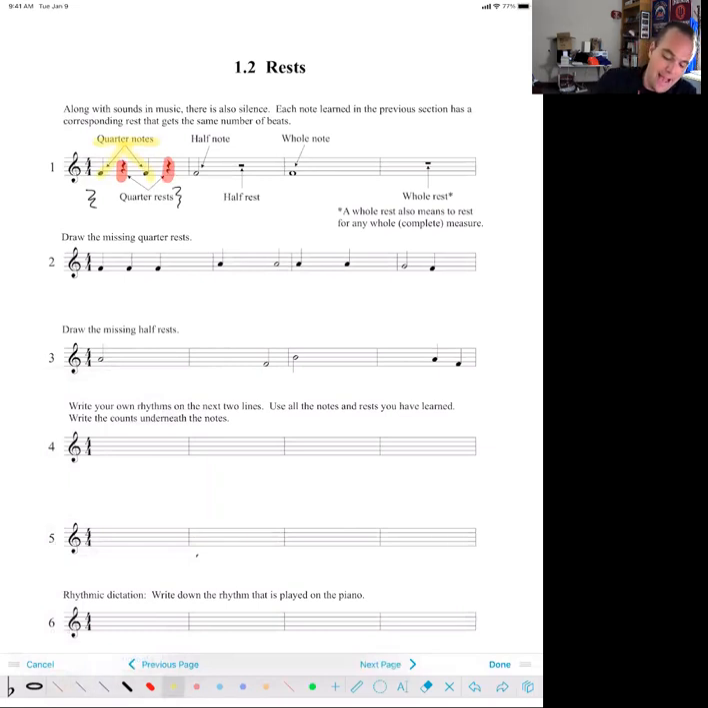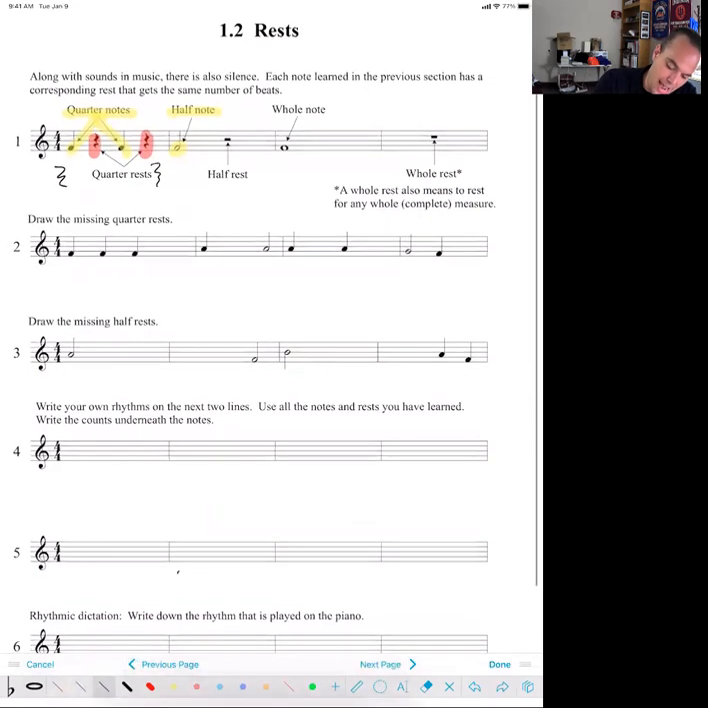Okay. And then we have a half note and a half rest. I always think of a half rest as looking like a hat sitting on the third line, and it's worth 2 beats of rest, 2 beats of silence. Quarter rests are worth 1 beat of silence, just like a quarter note is worth 1 beat of pitch. And then we have a whole note and a whole rest. A whole rest takes up the whole measure, 4 beats in this case, but it can be any amount of beats. It fills up the whole measure. We'll talk about that later.